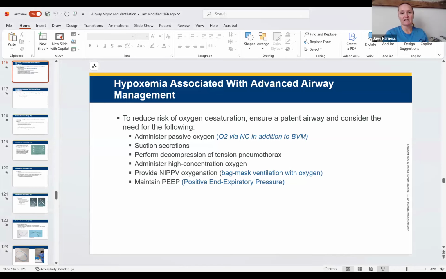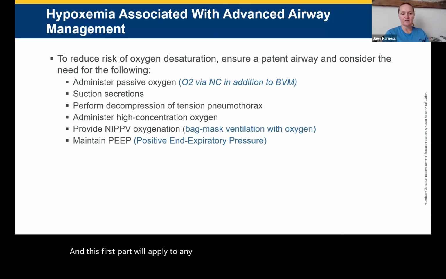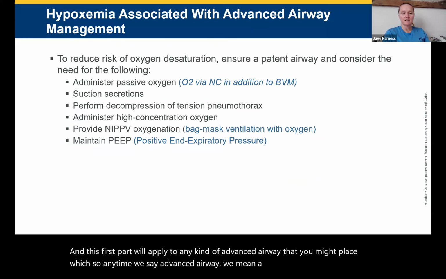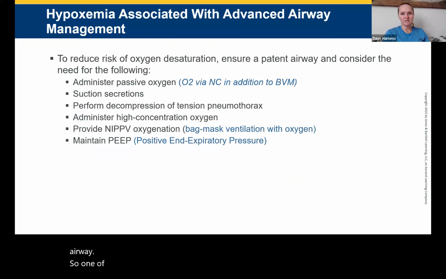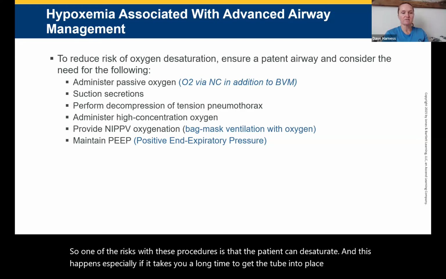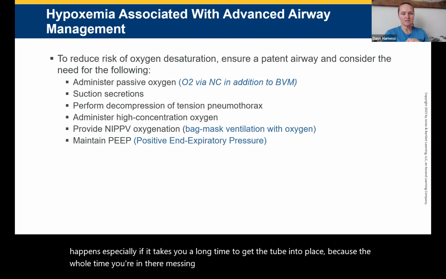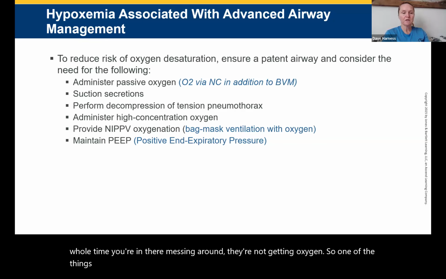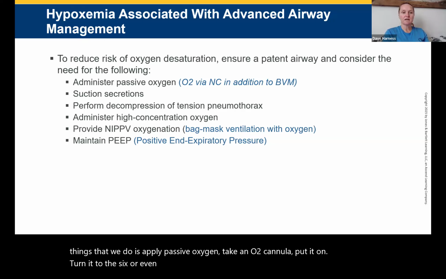And this first part will apply to any kind of advanced airway that you might place, so anytime we say advanced airway, we mean a supraglottic or a subglottic airway. One of the risks with these procedures is that the patient can desaturate, and this happens especially if it takes you a long time to get the tube into place because the whole time you're in there messing around, they're not getting oxygen. So one of the things that we do is apply passive oxygen: take an O2 cannula, put it on, turn it to 6 or even higher, even though technically they go to 6. And then put the BVM over the top of that and continue with your breaths.